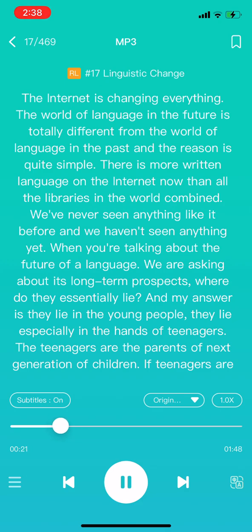When you're talking about the future of a language, we're asking about its long-term prospects. Where do they essentially lie? And my answer is they lie in the young people. They lie especially in the hands of the teenagers. The teenagers are the parents of the next generation of children. If teenagers are going to succeed in maintaining the intergenerational transmission of a language, then they have got to be enthused about the minority language, the endangered language that their parents and others speak.